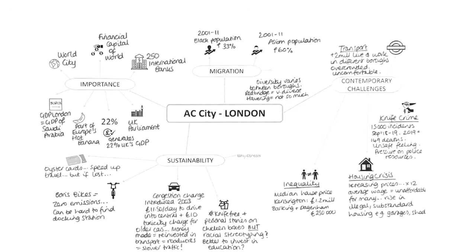Then you've got sustainability. So what is being done to make London more sustainable in one area? And the area that we've looked at is transport. So there are several things that you can talk about. So you can talk about the congestion charge that was introduced in 2003. So cars have to pay £11.50 a day to drive into central London, plus an extra £10 toxicity charge if they've got an older car.